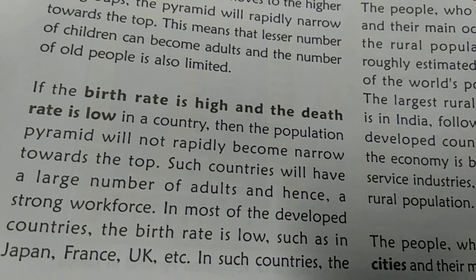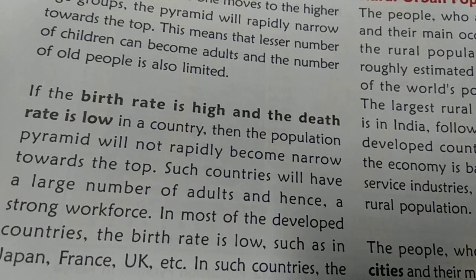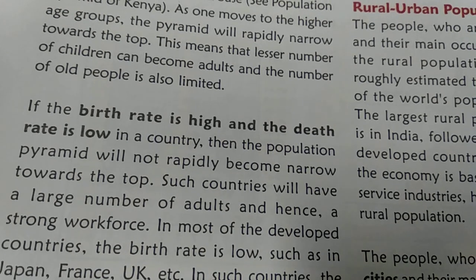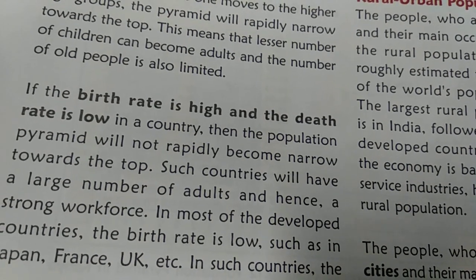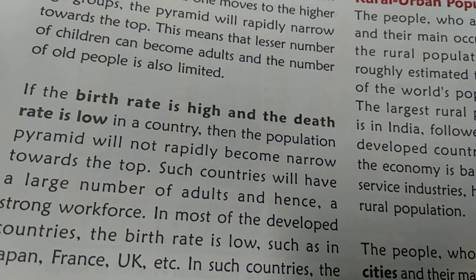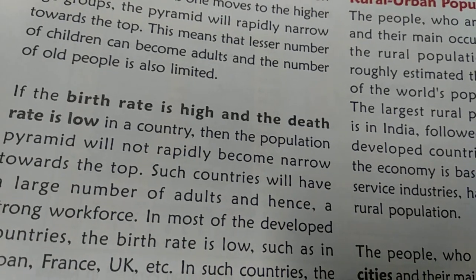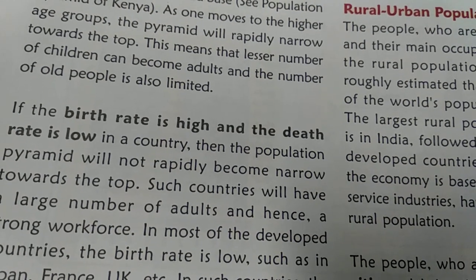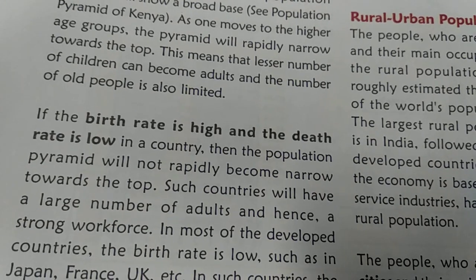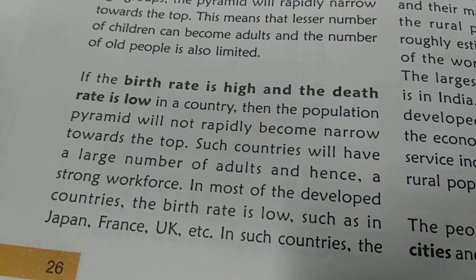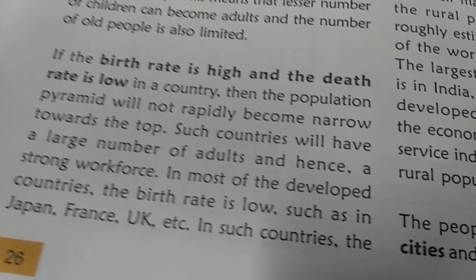Now, if the birth rate is high and the death rate is low in a country, then the population pyramid will not rapidly narrow towards the top. Such countries will have a large number of problems, and the working workforce will be affected. In most of the developed countries, the birth rate is low, like Japan, France, and the UK.